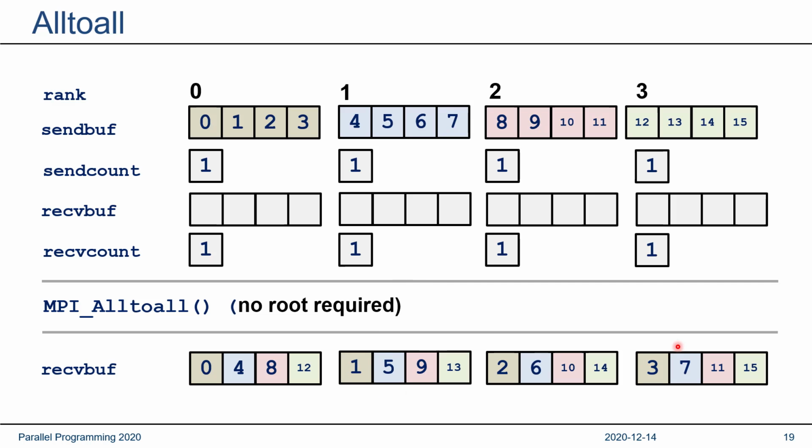So another way to look at this is if you envision these arrays as part of a matrix, and these are the rows of the matrix, then what you end up with in the receive buffers of those ranks is like a transposed matrix.